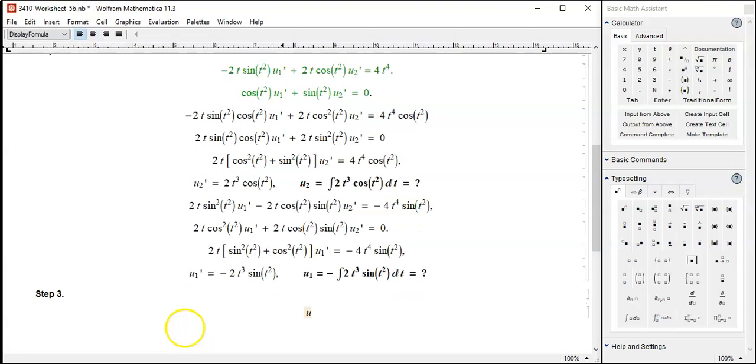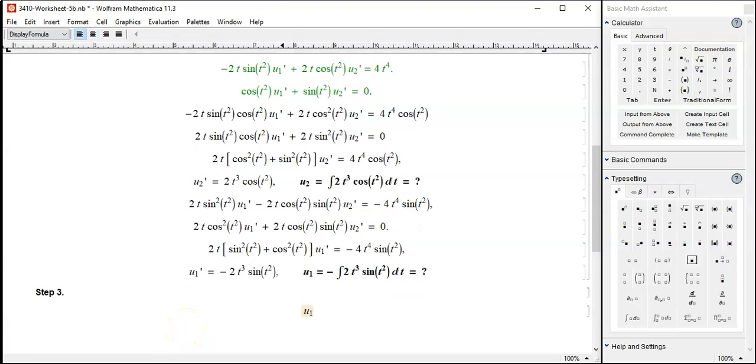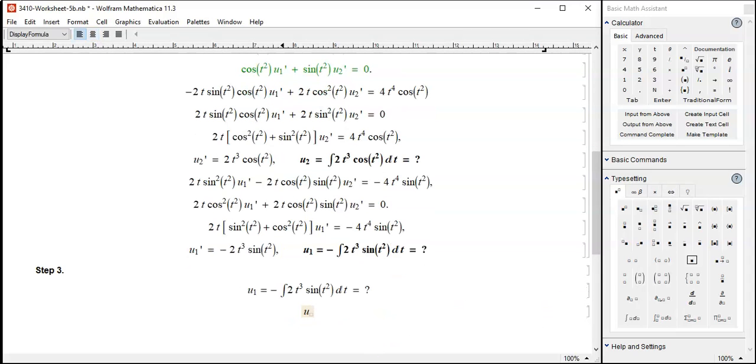What are we doing here? u1 is this computation. Okay, all right. And u2 is equal to this computation.